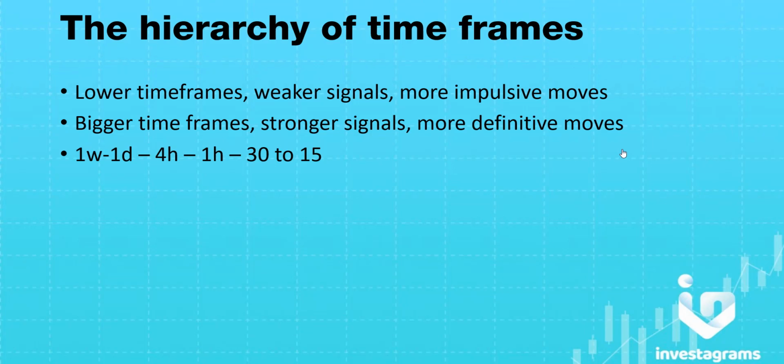So for me, this is the hierarchy of time frames. Lower time frames would give you weaker signals, more impulsive moves, but then you're able to react to the prices fast. Bigger time frames, on the other hand, give you more definitive signals, stronger signals, then potentially bigger rewards. So when analyzing on price action, it usually goes like this.